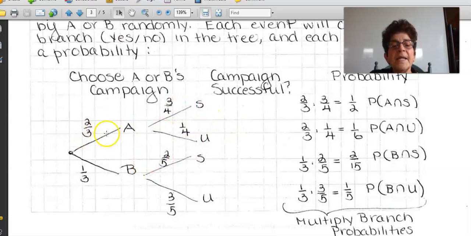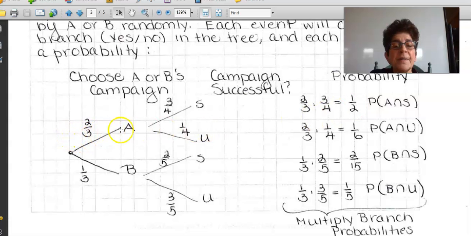If we go down each branch in the tree, for example, if we get to this S right here, this is the point where we've picked a campaign that was managed by A and was successful. So we have the probability of A and success. How do we figure out that probability? We multiply the branch probabilities that get us to this point. So I'm going to take 2/3 times 3/4, and that will give me a 1/2.